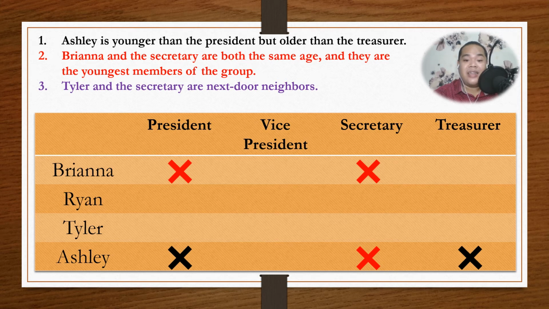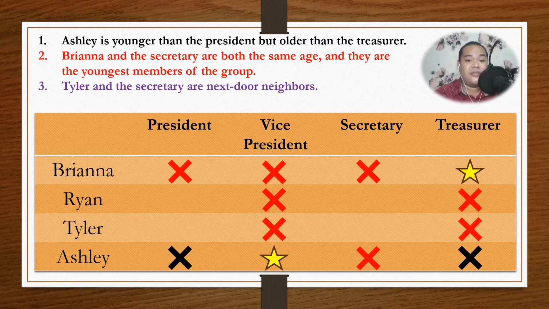Since Ashley is not the president, secretary, or treasurer, therefore, Ashley is the vice president. Therefore, Brianna, Ryan, and Tyler are not vice presidents. And Brianna is the treasurer. Ryan and Tyler are not the treasurer. Tyler and the secretary are next door neighbors. Therefore, Tyler is not the secretary. And Ryan is not the president. So, Ryan is the secretary and Tyler is the president.